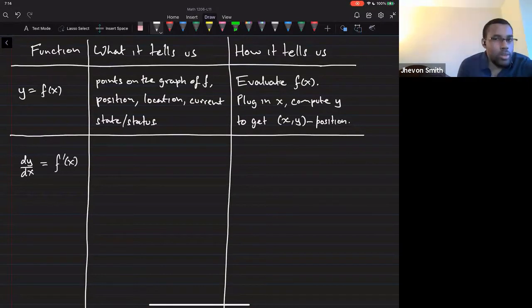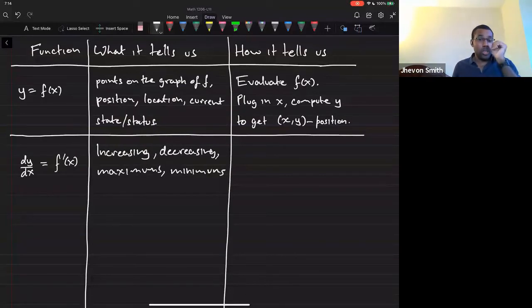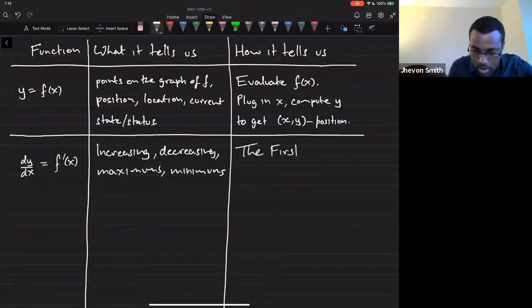What can the derivative tell you about? Well, it tells you about increasing, decreasing. It can tell you about maximums and minimums. Right, so from the first derivative, this is the information you can get. You can get when the function is increasing, when is it decreasing, when does it hit a maximum, when does it hit a minimum. These are things that you can tell using the first derivative. How would the first derivative tell you this information? Well, I just explained it to you, the first derivative test.